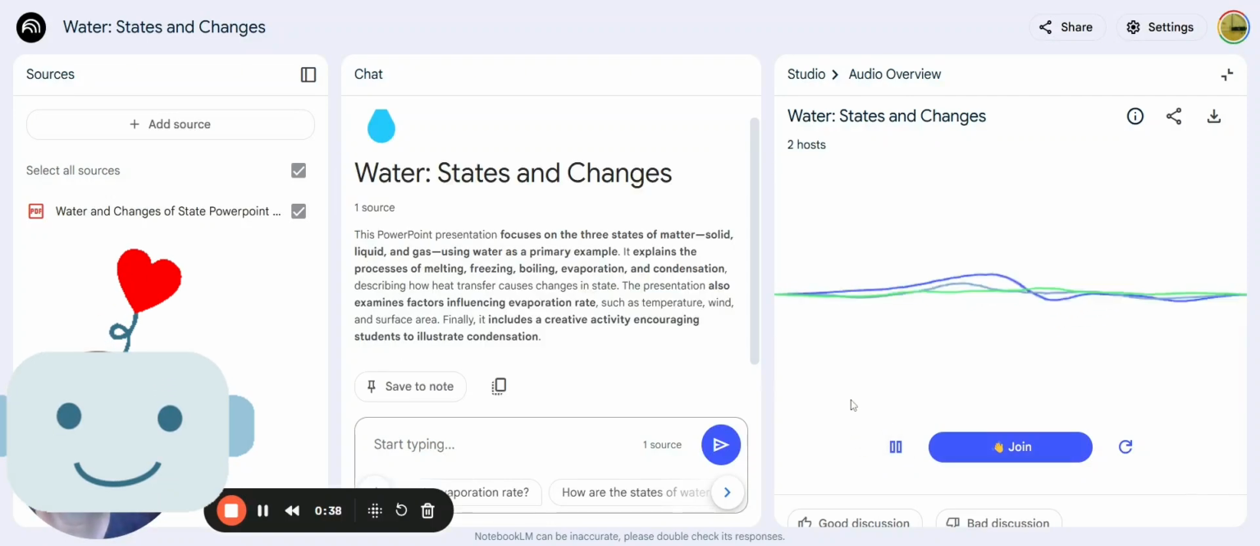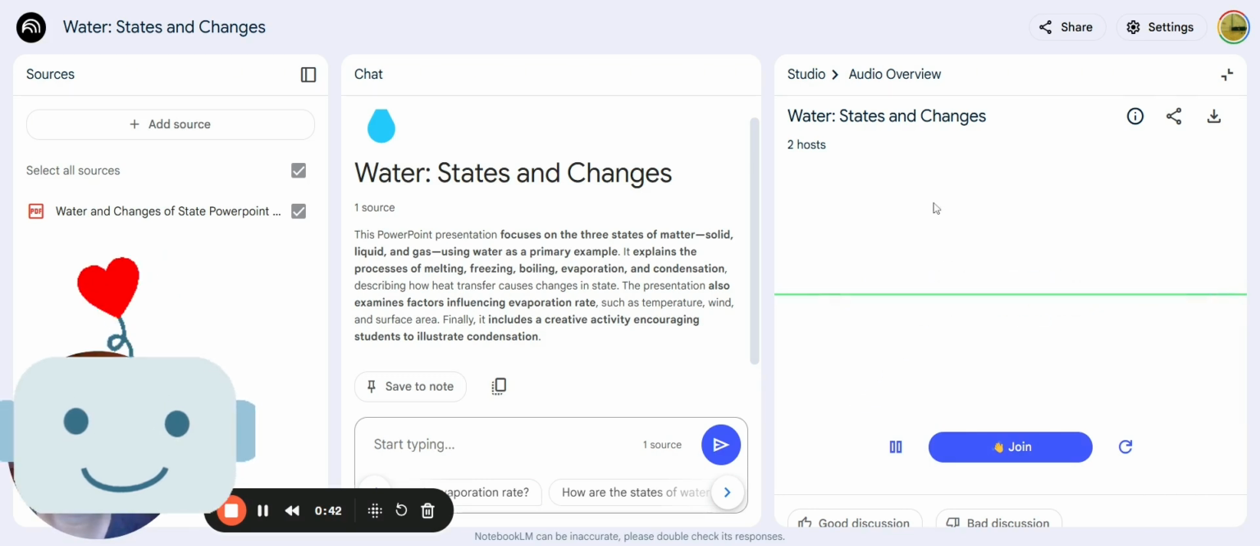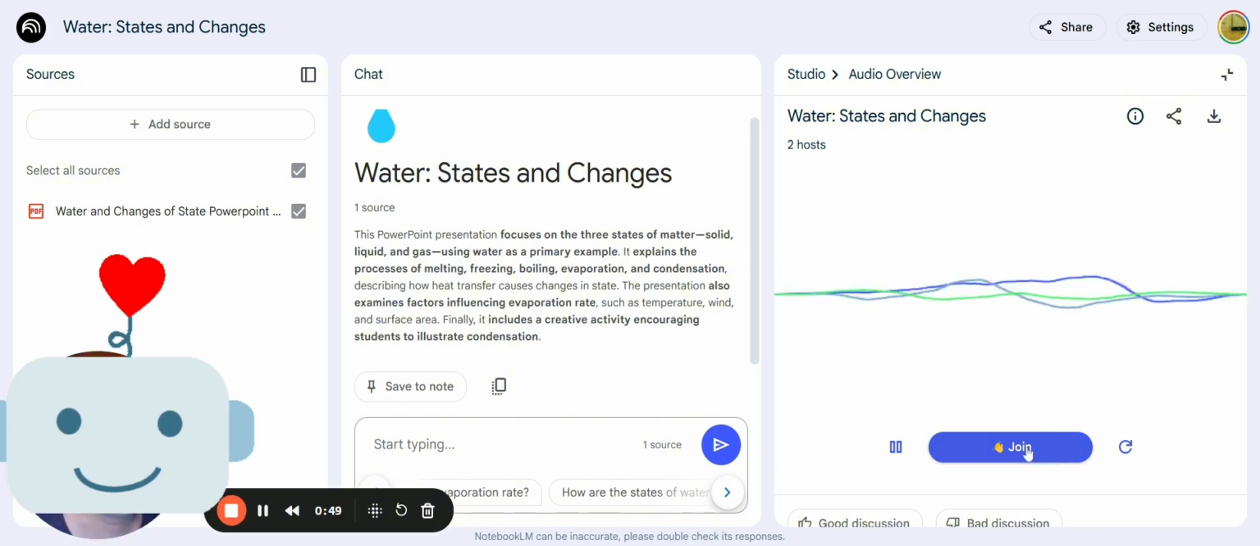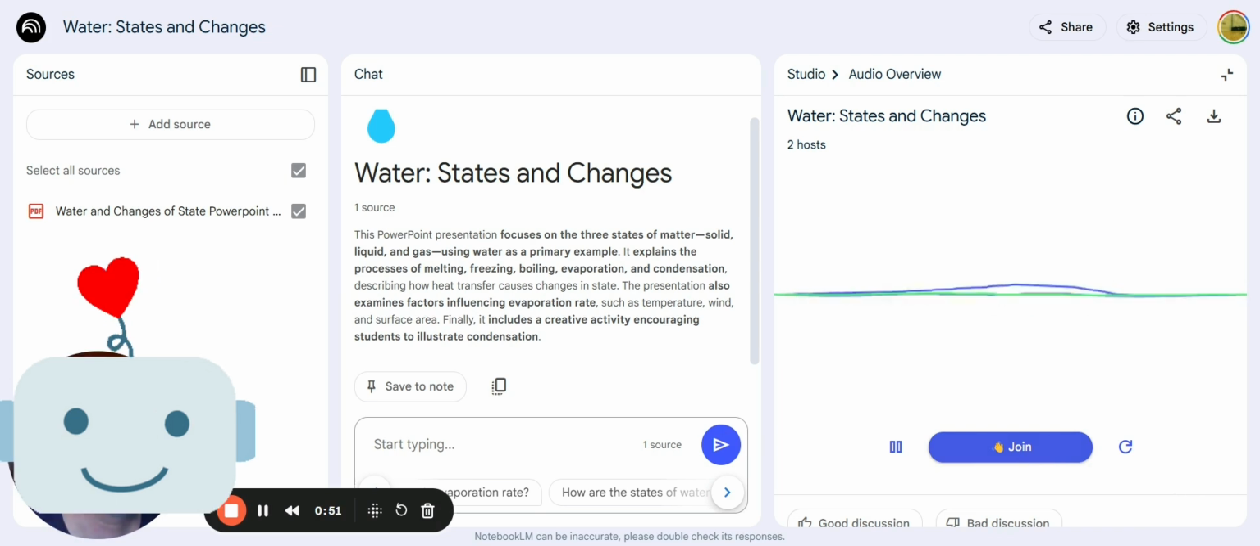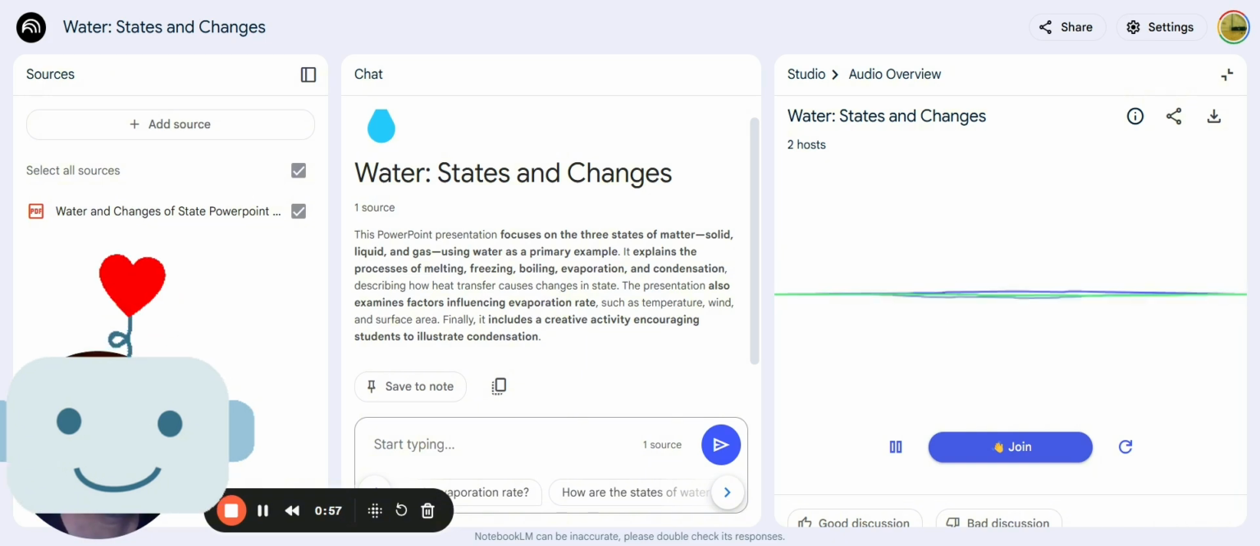Welcome back, everybody, for another deep dive. This time we're going to be looking at water and how it changes states. And we've got these cool PowerPoint slides to help us out. These slides are from a high school science class or something like that. So if you're thinking about giving a presentation anytime soon or just brushing up on some basic chemistry, this is going to be a good one for you.